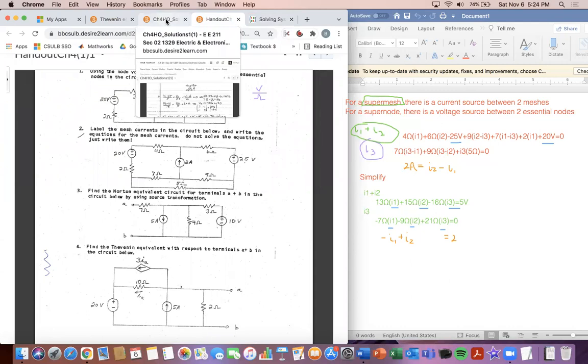Does he form a super mesh in the opposite direction? Because in my calculator, what I have here, I'm saying negative 20 volts. Did he make one in the same direction, make a super mesh? Goes up. Plus 24.